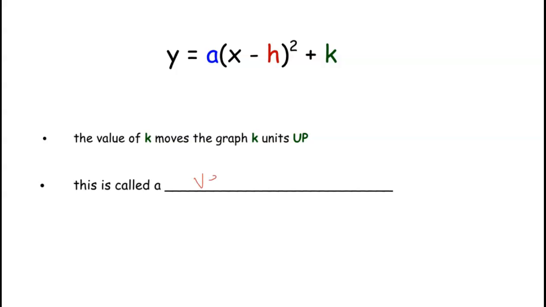This is called a vertical translation. And we don't need to worry about any of the negative positive business, because in this case, the formula has a positive k, so plus k. So we know that if we have plus a value, then our graph is going to move up by that amount. Let me just clarify that to make sure everybody's on the same page.